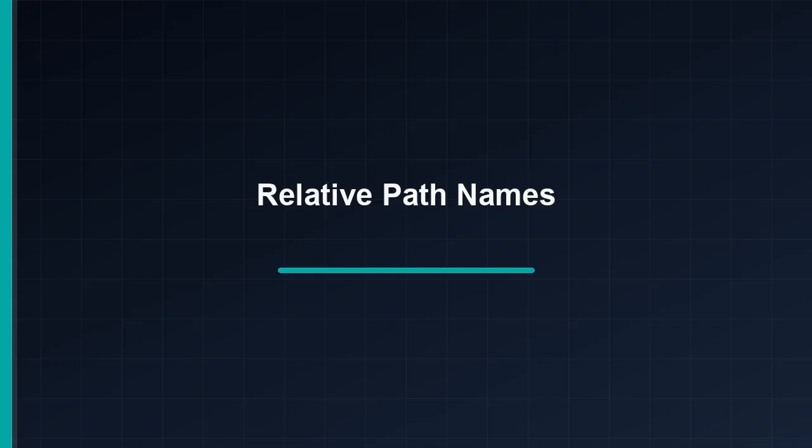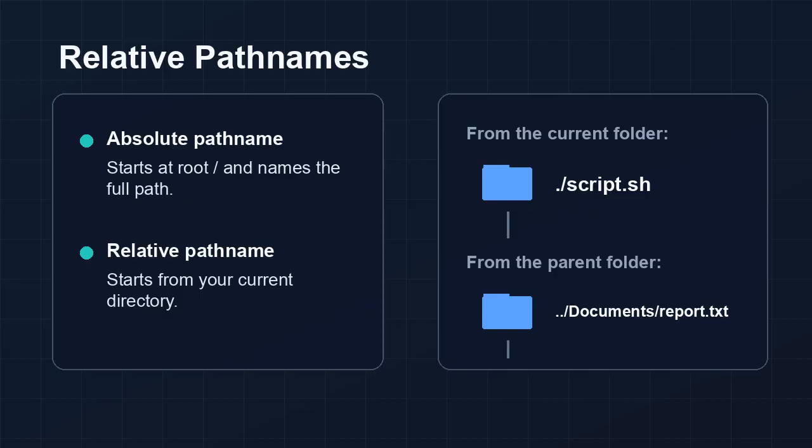Relative path names. While an absolute path name starts from the root directory and leads directly to the destination, a relative path name begins from your current directory and uses special symbols to represent locations in the file system. These symbols are dot and dot dot. Dot refers to the current working directory. Dot dot refers to the parent directory of the current working directory.